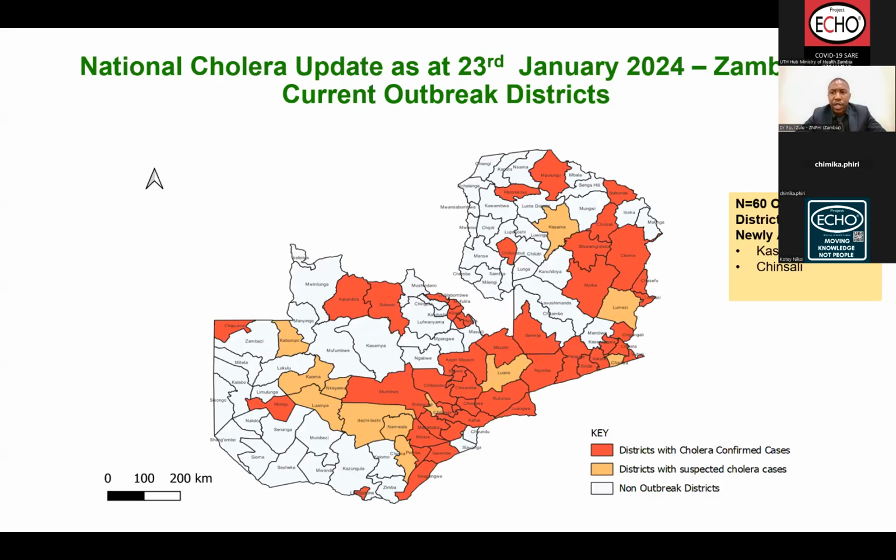This is just looking at the data, districts affected, and you see on the new map how this keeps changing. This was 23rd January. We had 60 districts with newly added Kasama and Chinsali. So quite a number. Remember, we have a total of 117. So slightly over half the districts are currently affected. And we hope it will stay that way or actually go down. But most of the hotspot districts, we are seeing that happening. We can move on to the next slide.